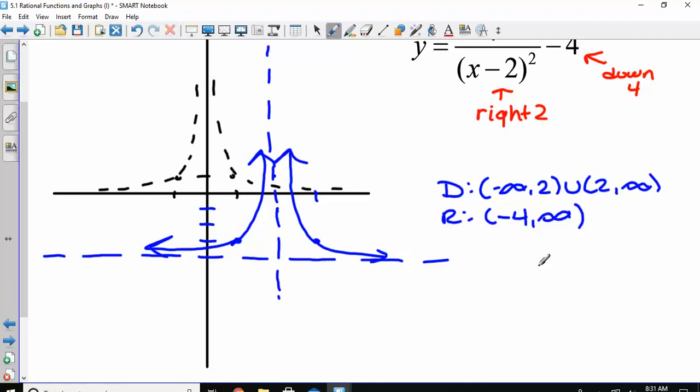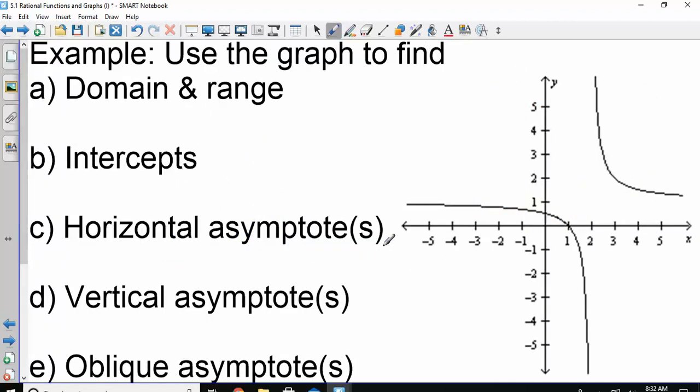Alright. Final question. I'm just going to give us a graph and we're going to answer domain, range, and asymptotes just looking at the final graph. Domain and range. It might help in this if I drew in the asymptotes. Where does the vertical asymptote look like it should go? At 2. Horizontal? Probably about 1.